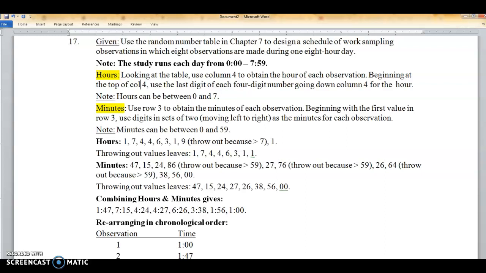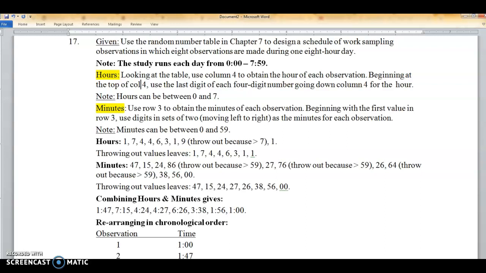It says design a schedule of work sampling observations in which 8 observations are made during one 8-hour day. Use 0.00 or 0 hours and 0 minutes to 7:59 or 7 hours and 59 minutes, which basically covers an 8-hour day. Using table 7.5, on page 326, a random number table, read the last digit going down column 4 for the hours. Example 1, 7, 4, 4, 6, etc. And read across row 3 from left to right in sets of 2 for the minutes. Example 47, 15, 24, 86, etc. And then arrange the times chronologically.